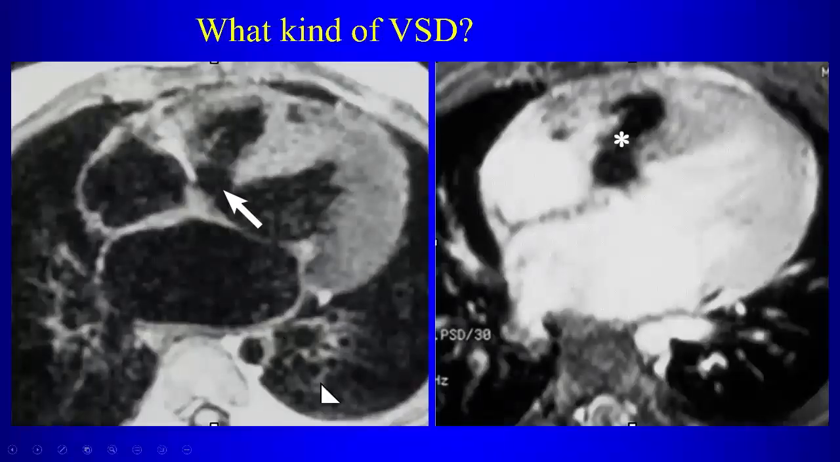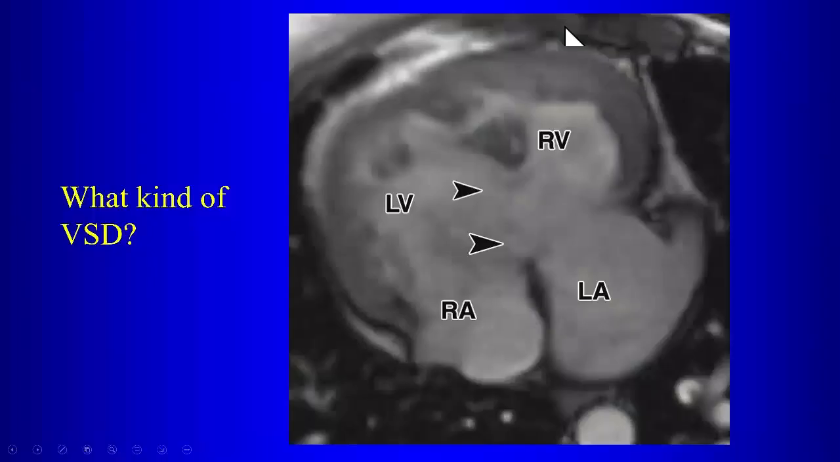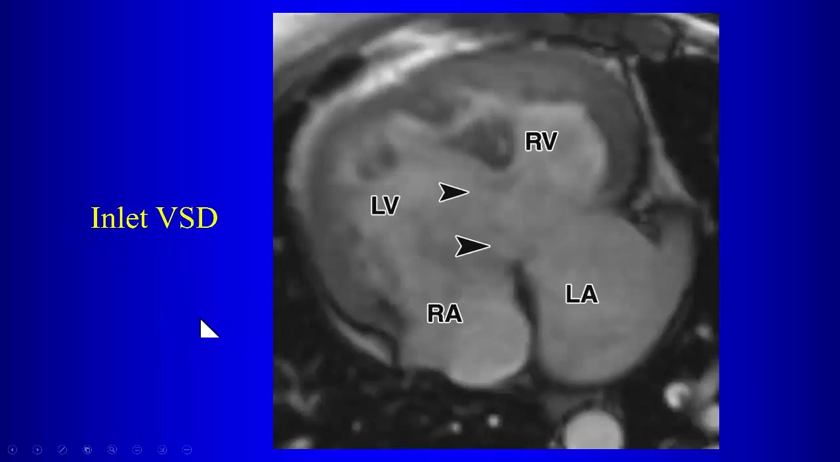What kind of VSD is this? You can see the defect here on the black blood images. On the bright blood images, you can see the shunting, the jet going from left to right. Membranous. Membranous, right. That's a membranous ventricular septal defect. Okay. And then what is this? Endocardial cushion defect? Yeah, so this is an inlet ventricular septal defect. Okay, you can see it's very high in the inlet portion of the ventricular septum here.